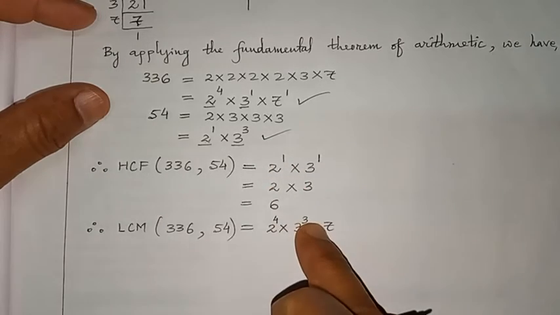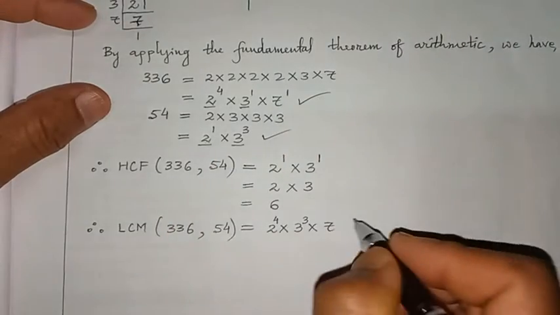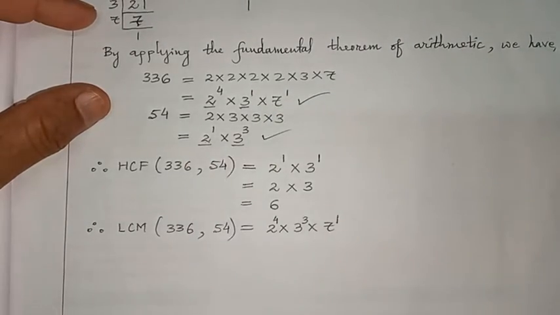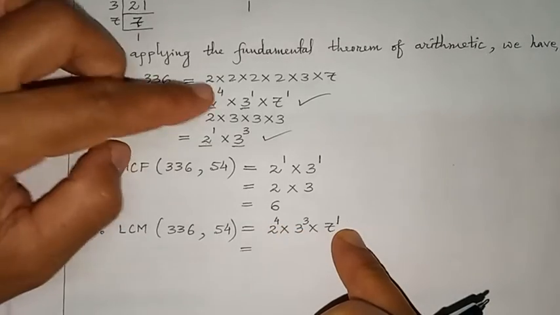Okay, clear? And see, 7 is coming one time, with power 1. That is the highest power, because there's no other 7, so there's only 1. For this particular question, that means here we have a product of all the prime factors with the highest power.